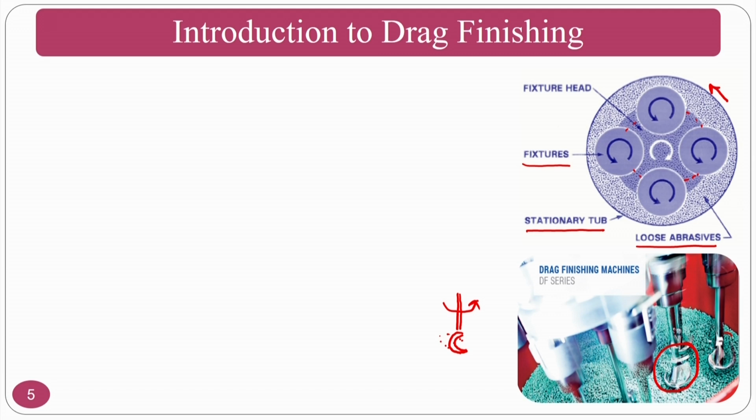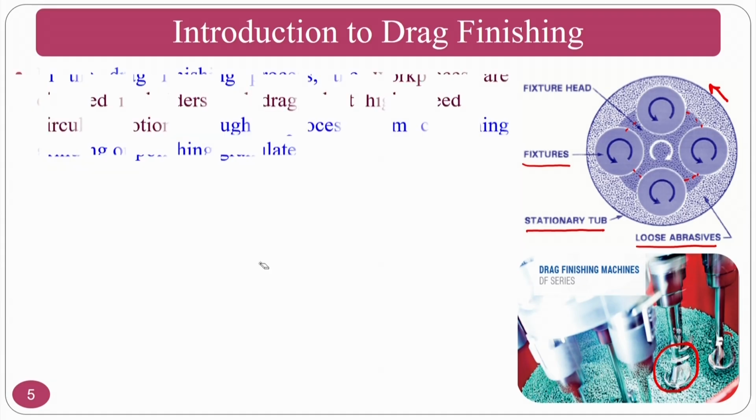But in this particular slide, what you are seeing is that your tub is stationary and your components are rotating. So, this will give you a better surface finish compared to your tumbling process. That is the advantage of this particular process compared to your tumbling process.